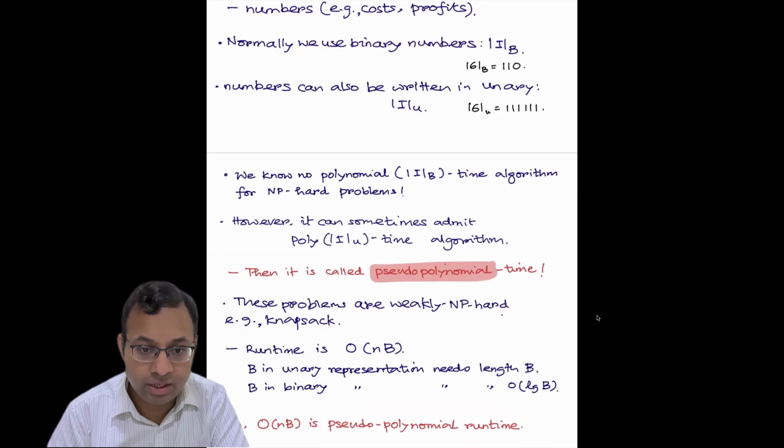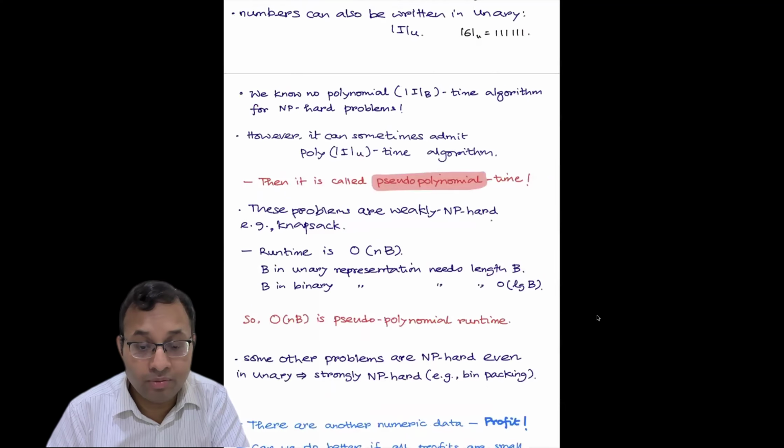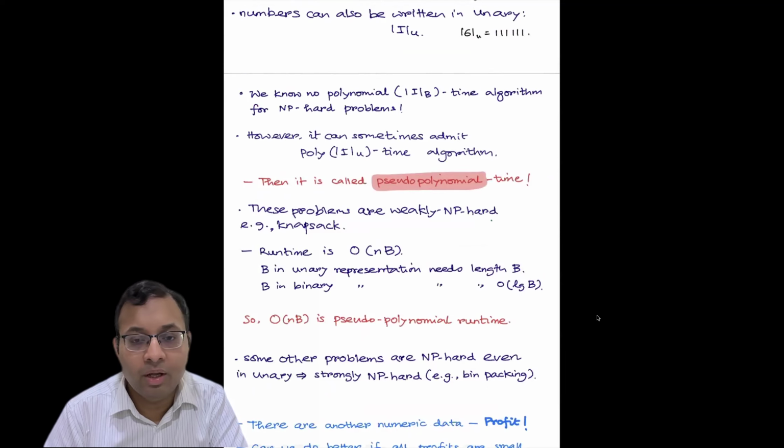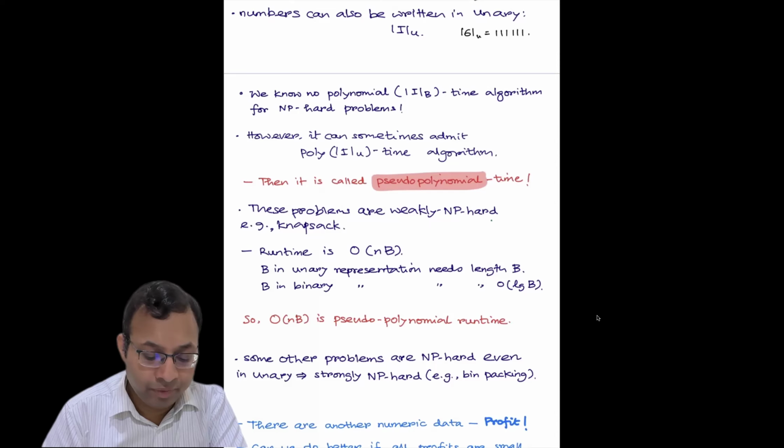So just pause and understand what is pseudo polynomial time. And there are some problems which can still be NP-hard even if you represent the data in unary fashion, and that is called a strongly NP-hard problem. For example, bin packing is such a problem, and we might come across the problem later if we talk about approximation algorithms. So remember the definition of pseudo polynomial time algorithm and weakly NP-hard problems. They're kind of easier problems to solve among NP-hard problems.